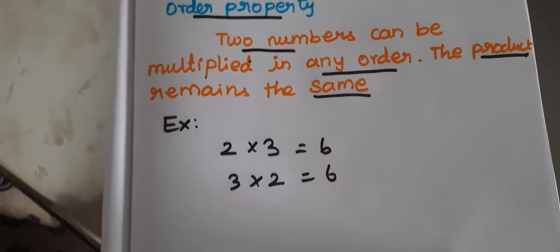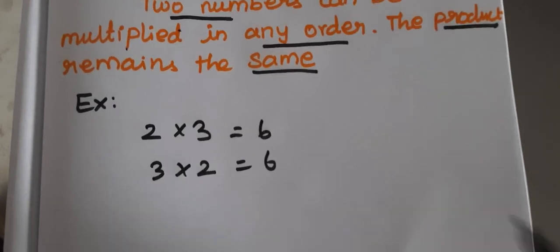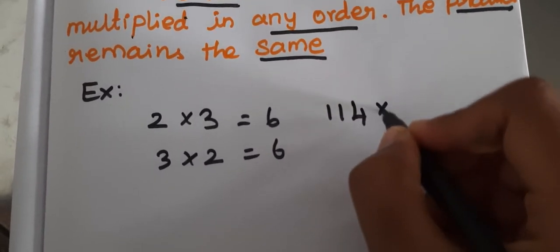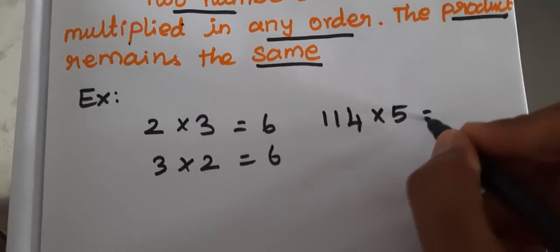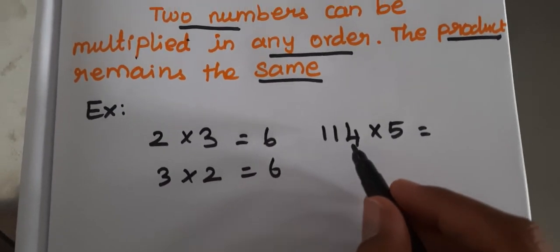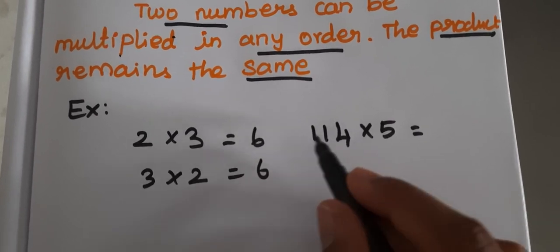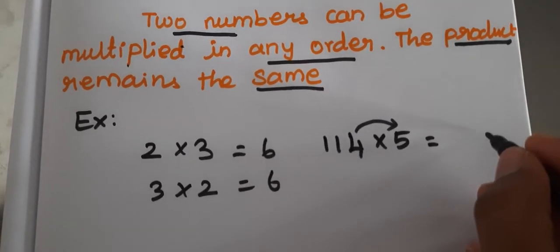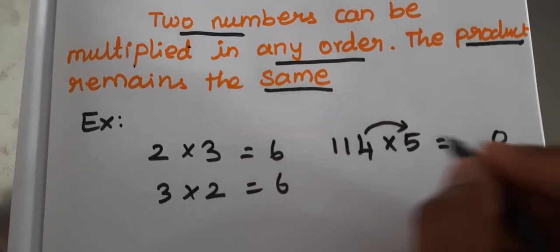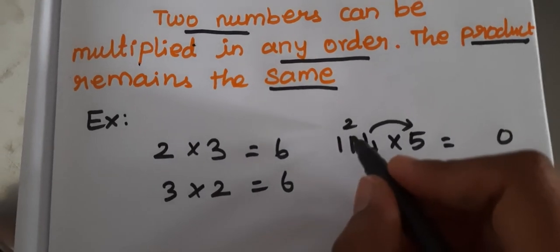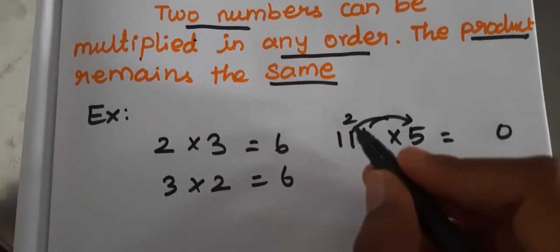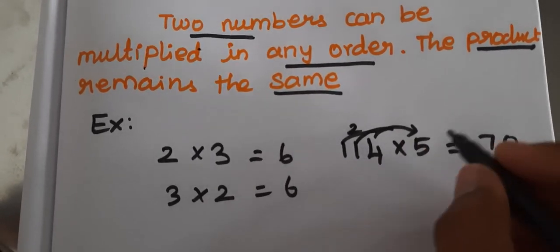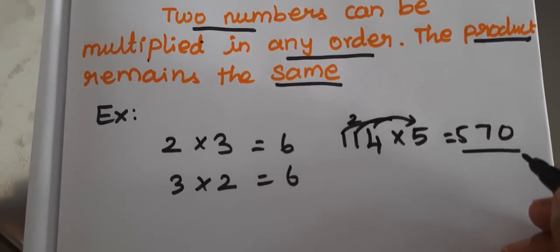Okay. Next I am going to take a 3-digit number. Listen. See, 114 into 5. I am going to multiply this one first. 4 into 5 is 20. 0, and 2 is a carryover. Again 1 into 5 is 5. 5 plus 2 is 7. Then 1 into 5 is 5. So the answer is 570.